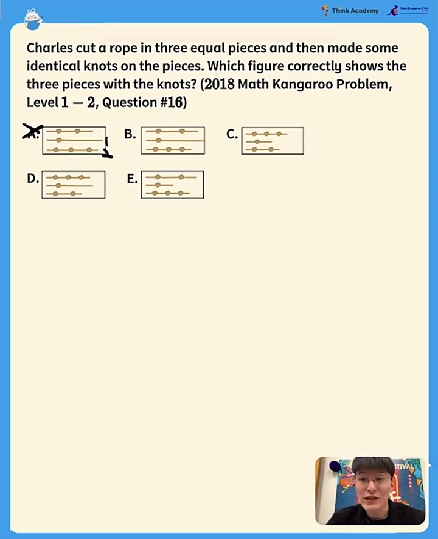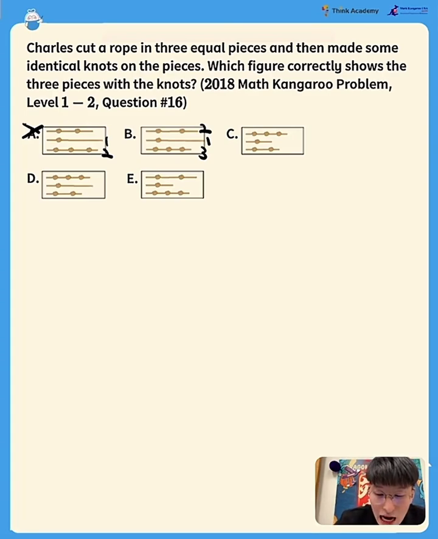What about B? Let's see. For B, the longest one is the one with 1 knot, so that means it's correct, right? What about the second longest? The second longest is the one with 2 knots, right? It should be the one with 2 knots. So that means this one is the second one, right? This is also correct, right? What about the shortest one? The shortest one is going to be the one with 3 knots. So this one is correct again. So I'm pretty sure that B is correct. But let's see C, D, and E. Let's see if they are correct or not.